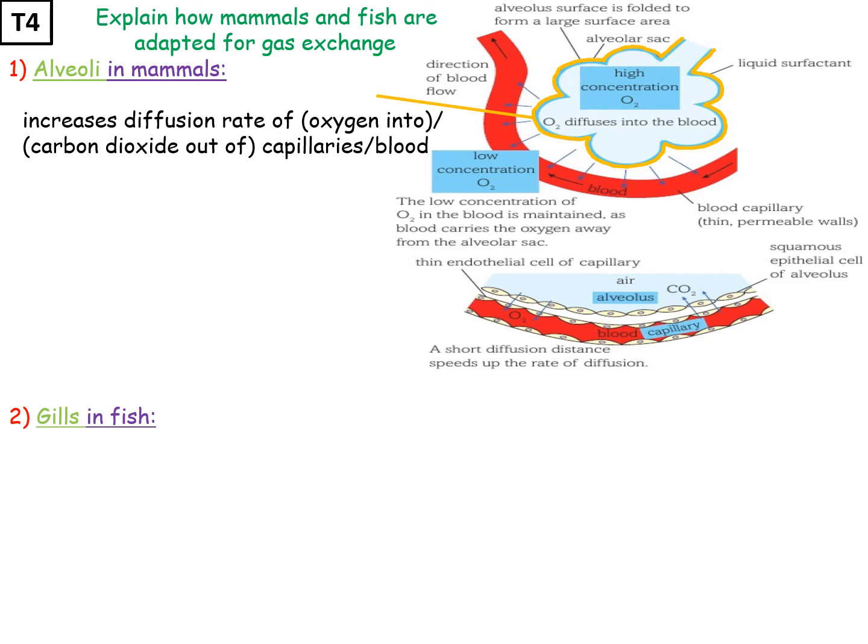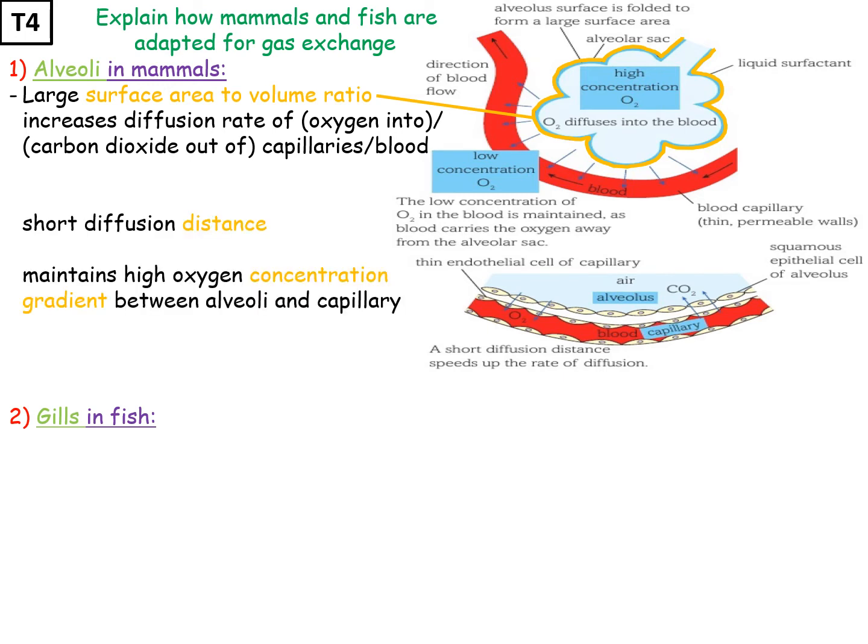First of all, the alveoli itself has a large surface area to volume ratio due to the folding. The short diffusion distance comes from the fact that the alveoli and capillary walls are thin, or 1 cell thick.